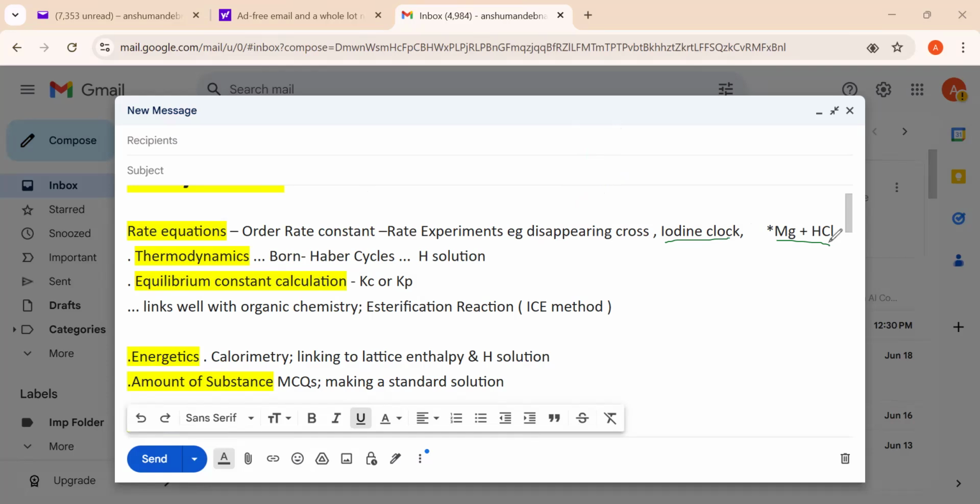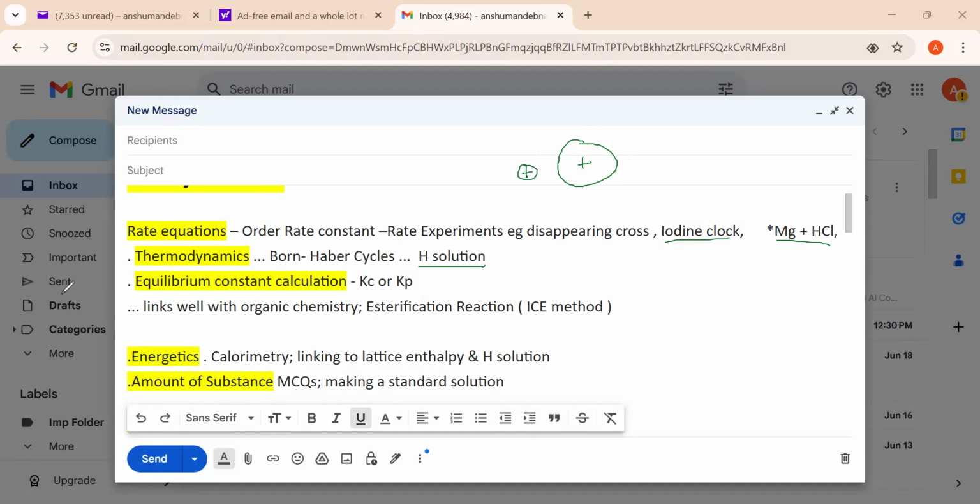In thermodynamics, what I analyzed in paper one and paper two is that the Born-Haber cycle was not tested that much. So yes, the Born-Haber cycle is a very important bit we have to look into. Enthalpy of solution, where Hess's law application is there, is connected with enthalpy of hydration and lattice enthalpy. If you have a much smaller ion, the enthalpy of hydration is more exothermic. If you have a larger ion, the charge density will be lower, and hence the enthalpy of hydration will be less exothermic, and so on.